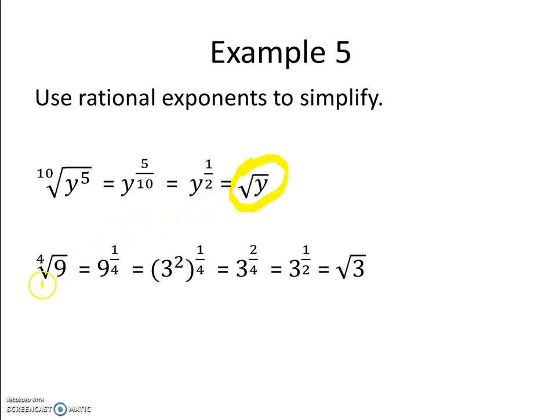On the next example, we have the 4th root of 9. We can write that as 9 raised to the 1/4. We then take 9 and make it 3 squared. 3 squared raised to the 1/4 is 3 to the 2/4. Continuing to reduce, we take 2 into the top and 2 into the bottom, and we get 3 raised to the 1/2, which we know is simply the square root of that base 3, so it's the square root of 3.